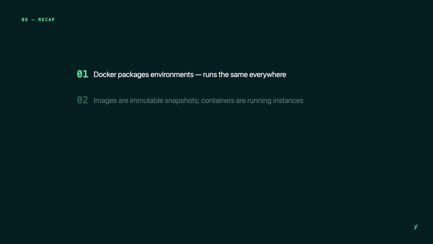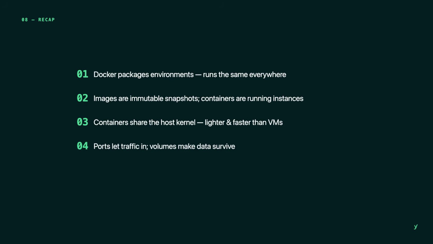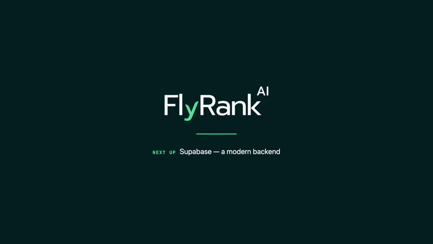Recap: Docker packages environments, so software runs the same everywhere. Images are immutable snapshots. Containers are running instances. Containers share the host kernel, lighter and faster than VMs. Ports let traffic in, volumes make data survive, and Compose describes multi-service stacks in one file.